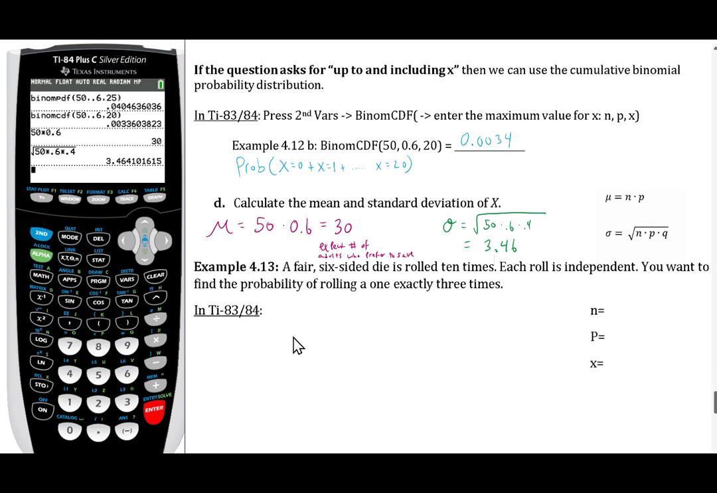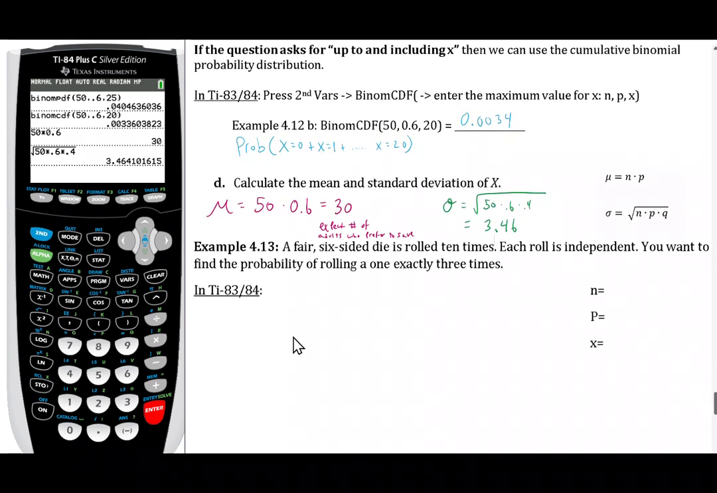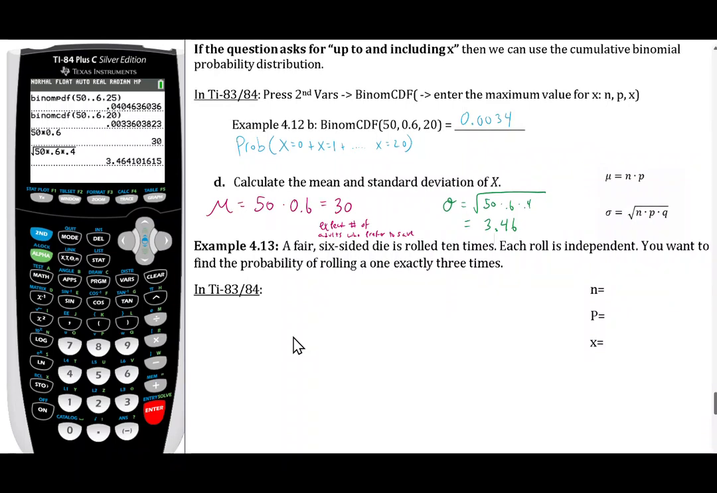All right, then there's another example here, example 4.13. It says a fair 6-sided die is rolled 10 times. Each roll is independent. You want to find the probability of rolling a 1 exactly 3 times. All right, so this one is a little bit tricky because when we roll a die, there are 6 outcomes because it's a 6-sided die.